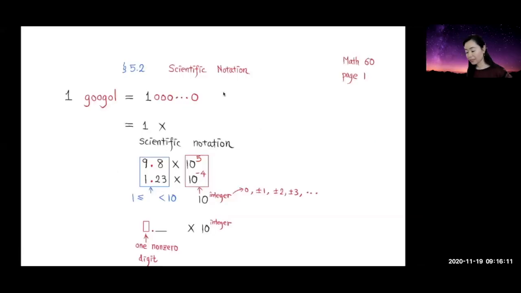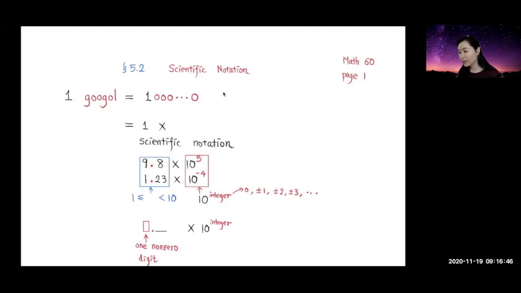Okay, good. So 5.2, we talk about scientific notation. First, does anyone of you know what is one Googol? You know the search engine Google is actually named after this, googol. It's supposed to be spelled like this, but later on, because they couldn't use this word, they had to choose the other spelling.